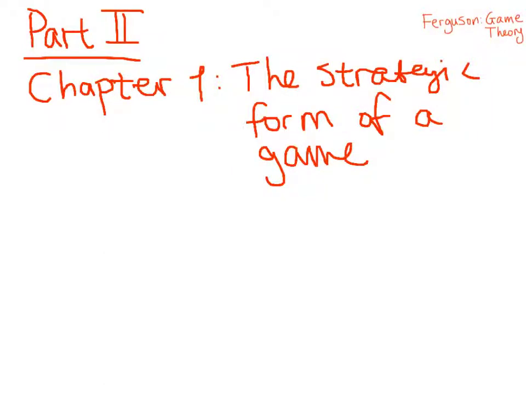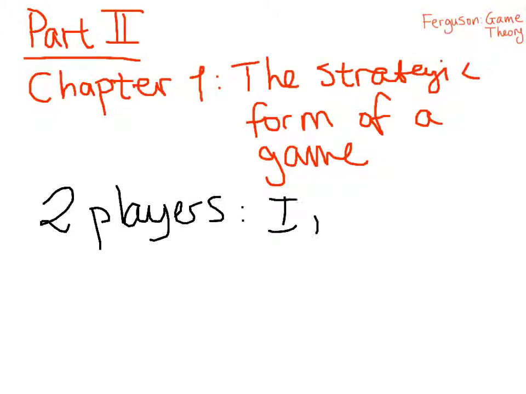Hello everyone. Today we're in part 2 of the book, and we're starting with chapter 1, which is about the strategic form of a game. Now here there are going to be two players, like usually. We'll call them number 1 and number 2. And the games we'll discuss here are so-called zero-sum games.